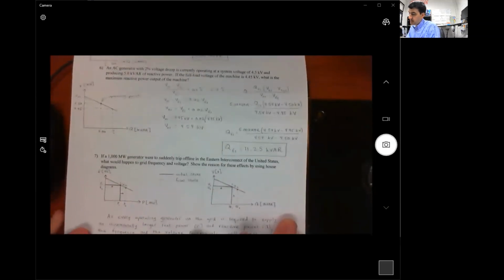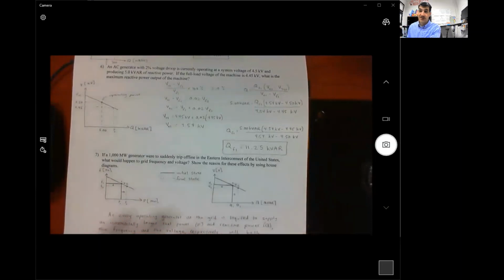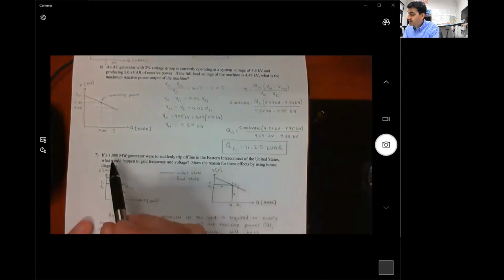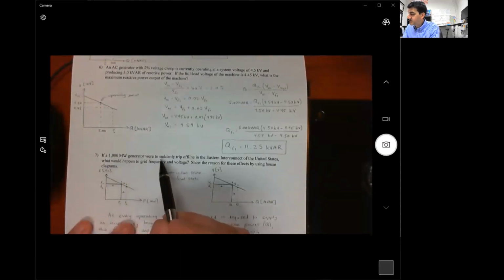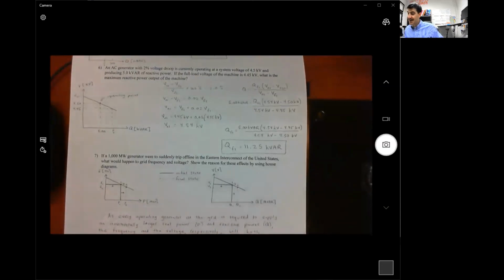Okay, then the last problem, number 7, is just more of a qualitative question. This really reminds me of what happened about 2 months ago now in Texas. This is exactly what was happening in Texas. So you could just replace this Eastern interconnect with the Texas grid called ERCOT, Electric Reliability Council of Texas. It's the Texas grid. And what happens if a 1,000 megawatt generator were to suddenly trip offline on a grid? What would happen to grid frequency and voltage? Show the reason for these effects by using droop diagrams.